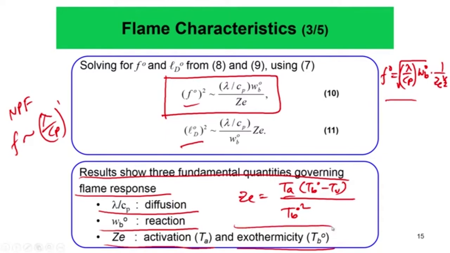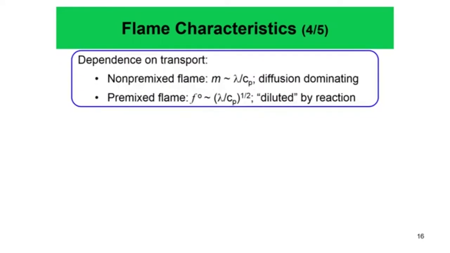So these three things show how the premixed flame actually responds, and as such the response of premixed flames is much richer than a non-premixed flame because of these things. So as we have seen, your non-premixed flame, the burning flux was proportional to lambda by Cp, which says it was purely diffusion dominated, and here your premixed flame, your F0 is equal to lambda by Cp to the power of half, and because your reaction is also equally important, it is also proportional to the reaction rate to the power of half.